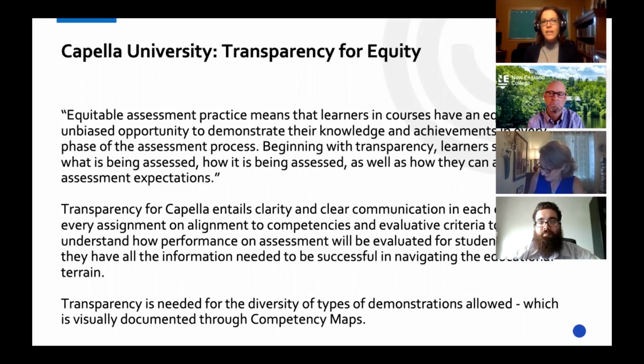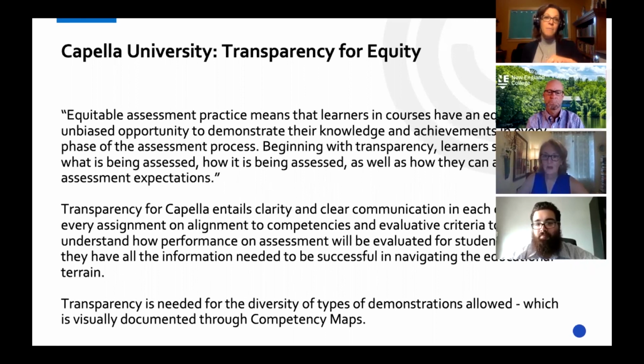A lot of the work that Capella is doing on transparency in relation to equity aligns really well with the principles of adult education and how we're thinking about that space. So when we did these cases, we asked each institution to share what equitable assessment practice means to them as they're thinking about it. So for Capella, it was that learners going through their courses and learning experiences have an equal and unbiased opportunity to demonstrate what they actually know and can do in every phase of the assessment process.